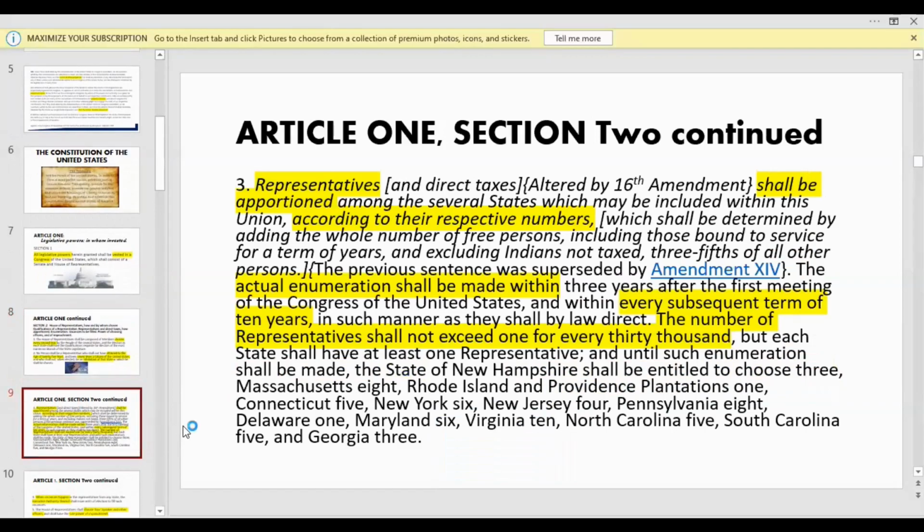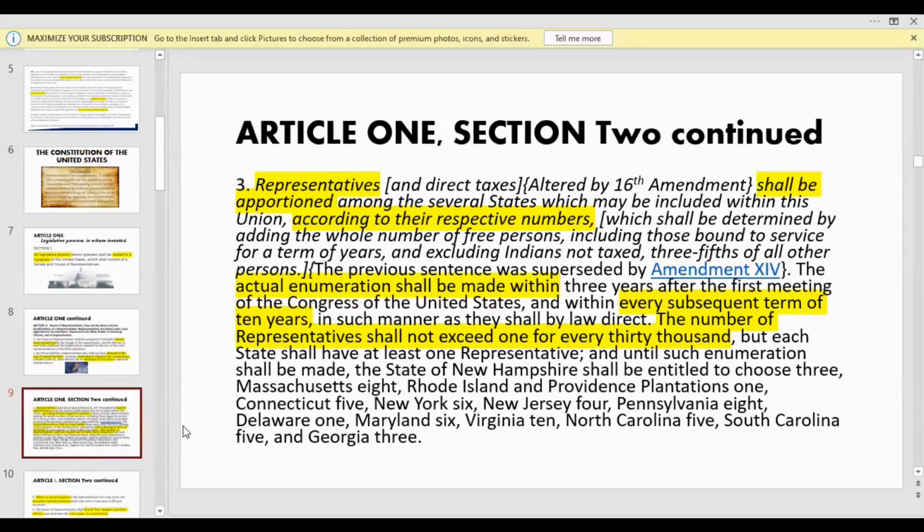Since there are going to be a number of representatives, the number has to be determined by something, and this is apportionment. This is the beginning of gerrymandering right here. Representatives will be apportioned by the population of their state. The more populated the state, the more representatives they would get.